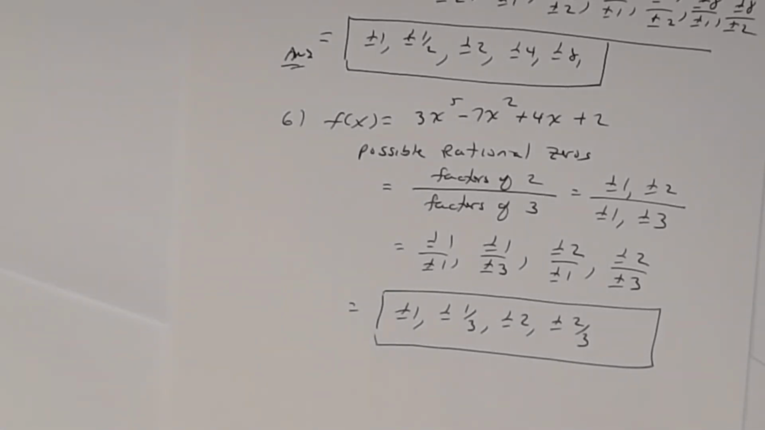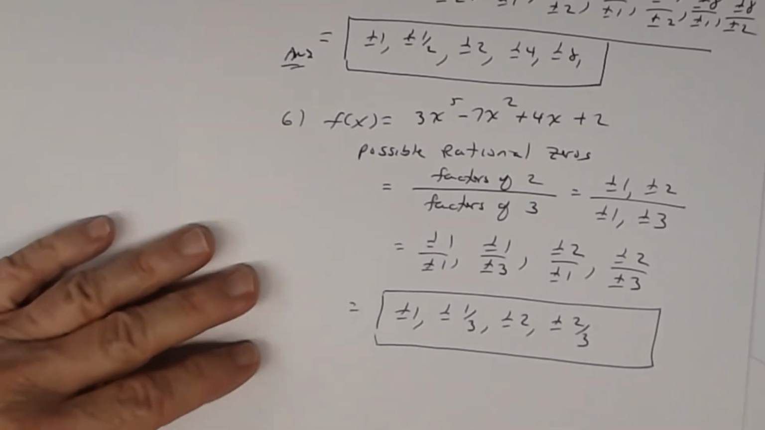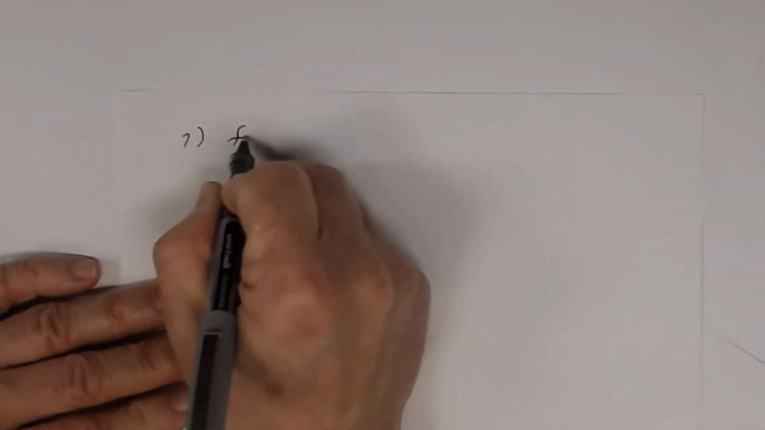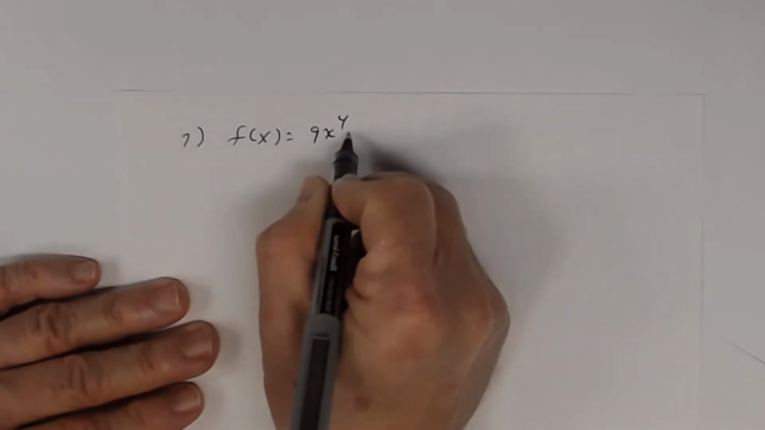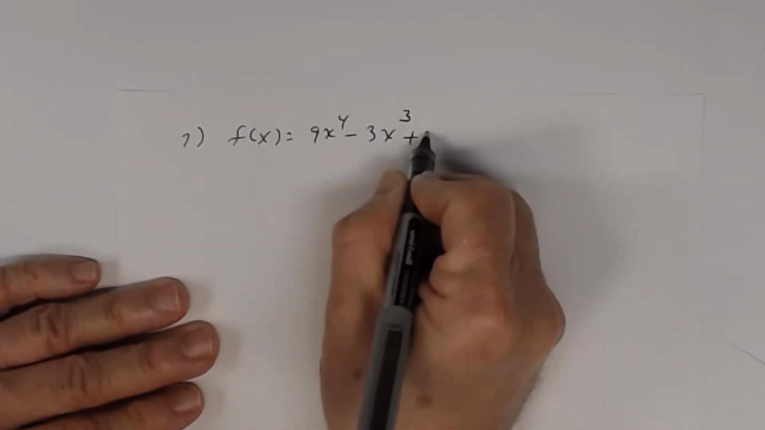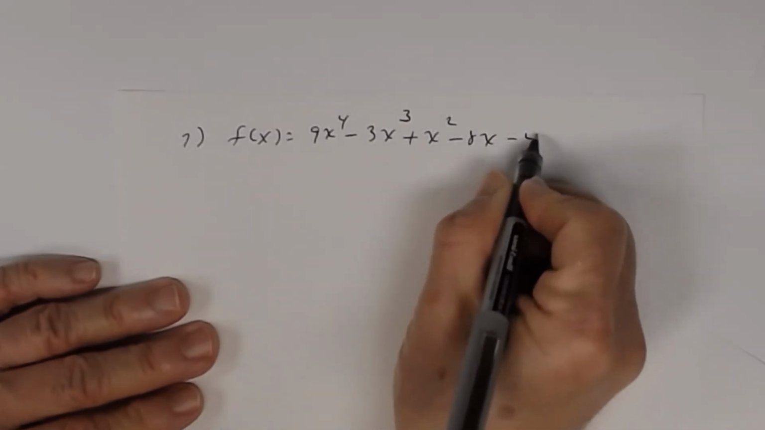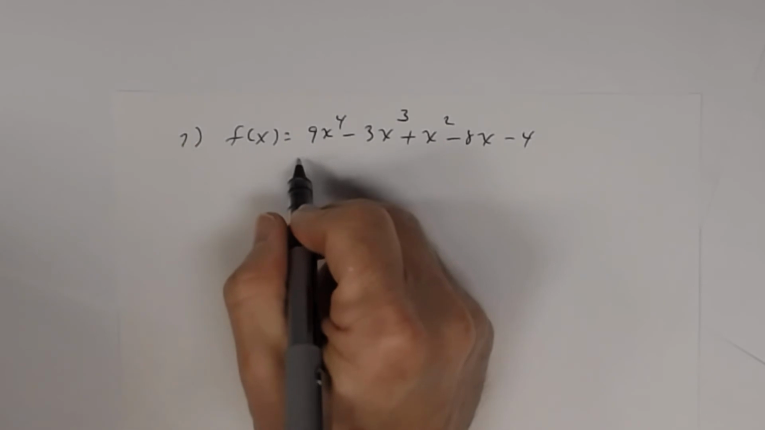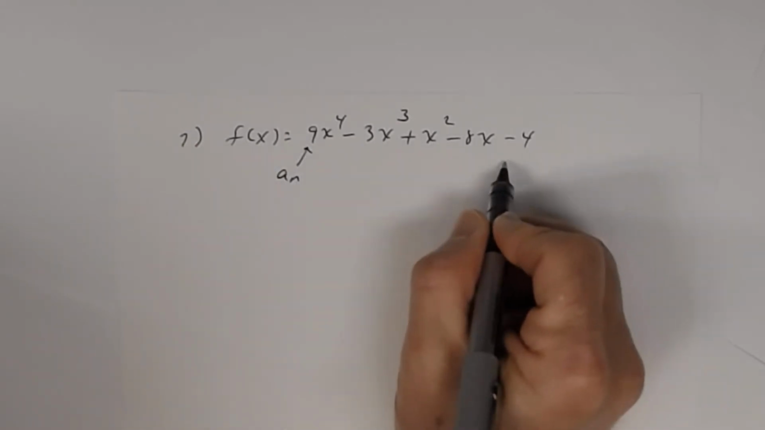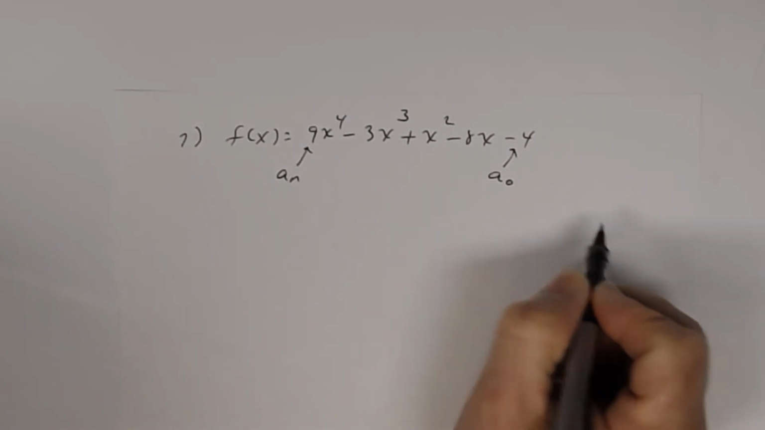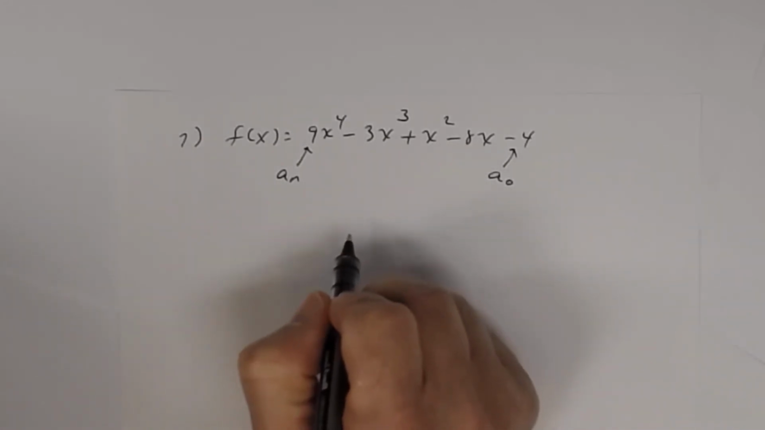Okay, let's look at this one. So number 7. Let's suppose in number 7, we have f of x is 9x to the 4th minus 3x cubed plus x squared minus 8x minus 4. So remember, to find the possible rational zeros, I just need to know the leading coefficient and the constant coefficient. That's all I need. I don't care what any of this other stuff is to find the possible rational zeros.